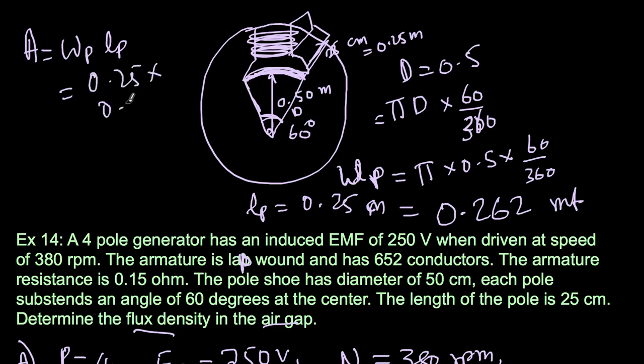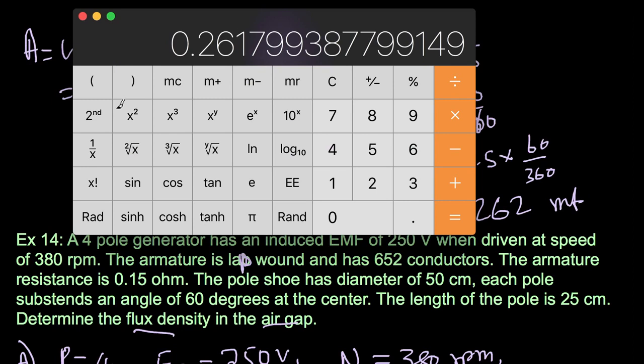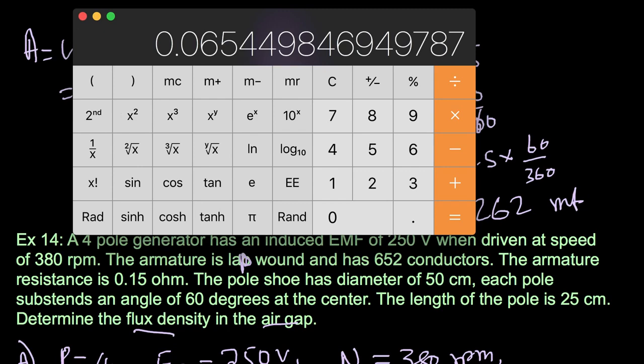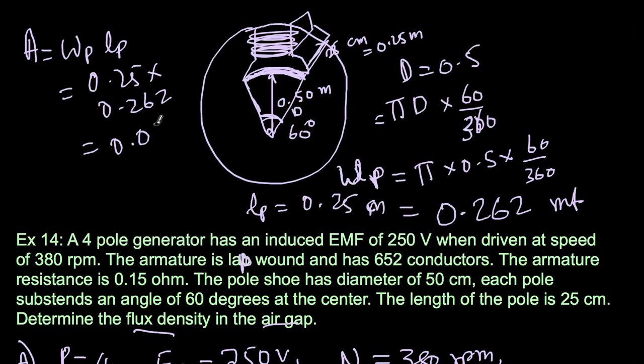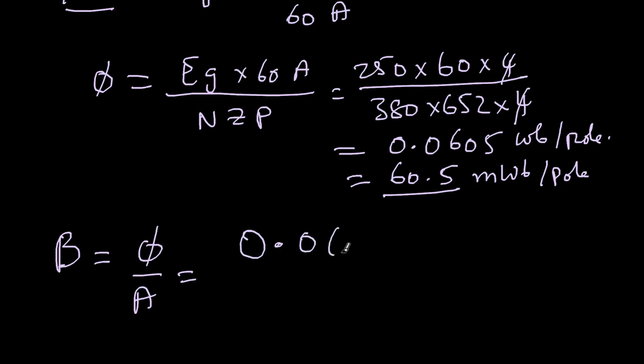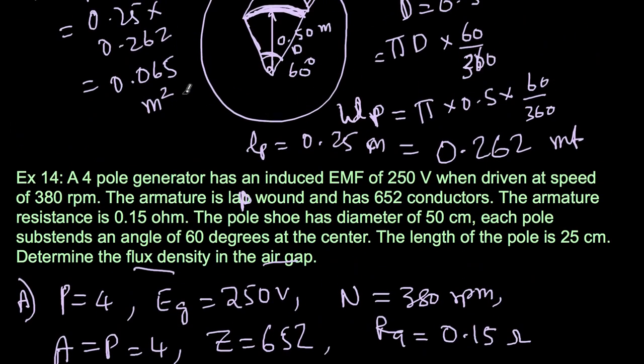So that will be 0.25 into 0.262. So I'm getting 0.065 meter square. So now I have the total flux. So flux density is nothing but flux per unit area. So flux is 0.0605 divided by 0.065.